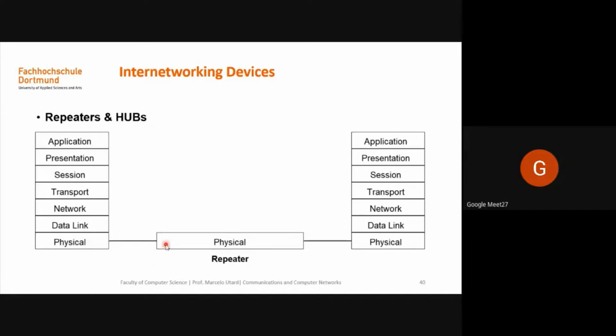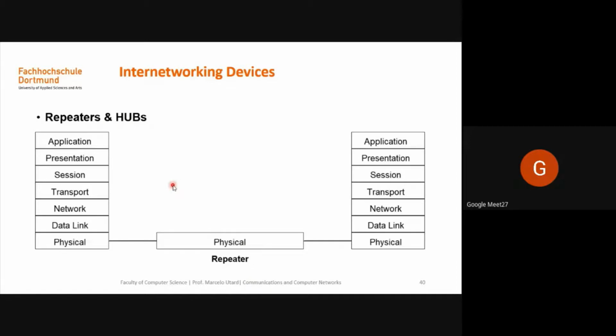One other typical functionality of the repeater is to use different kinds of physical medium. For instance, the repeater could receive a bit stream across UTP media, an unshielded twisted pair cable, decode the signal, and recode the information into another signal that travels across, for instance, fiber cable.